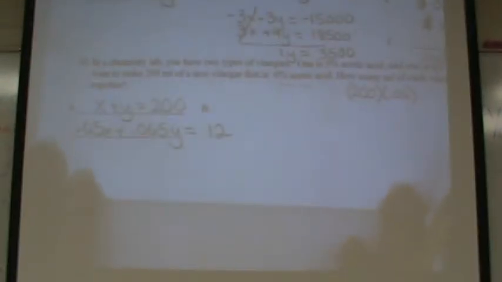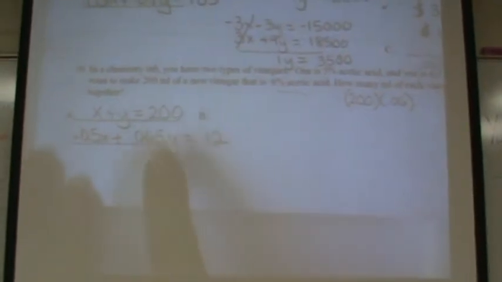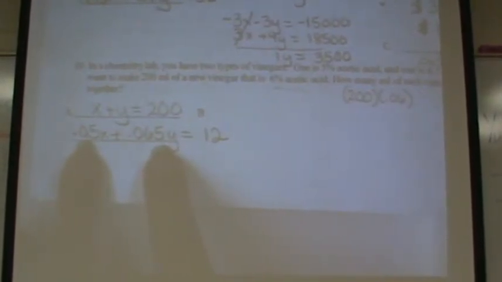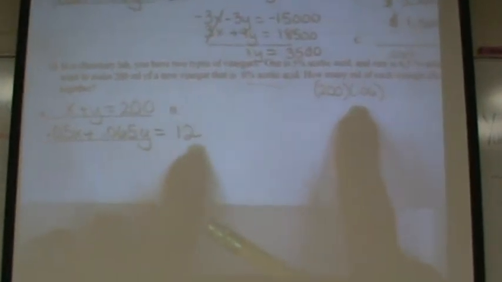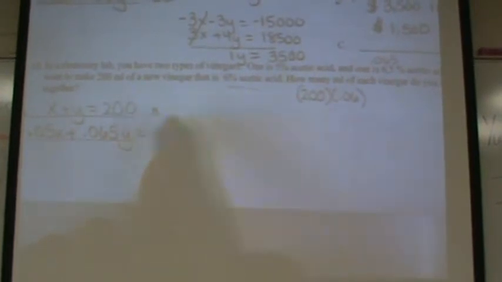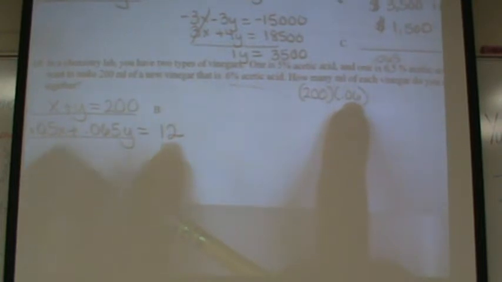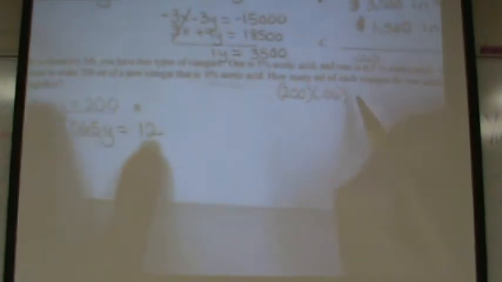And the last homework problem. We have two types of vinegars. We need 200 milliliters, so x plus y is 200. One is 5%. The other is 6.5%, so 0.065. That's tricky to get that as a decimal, 0.065. And to figure out what our new mixture is going to be, you multiply the quantity, which is the 200 milliliters, times the new percentage, which is 6%. This is where the 12 comes from.